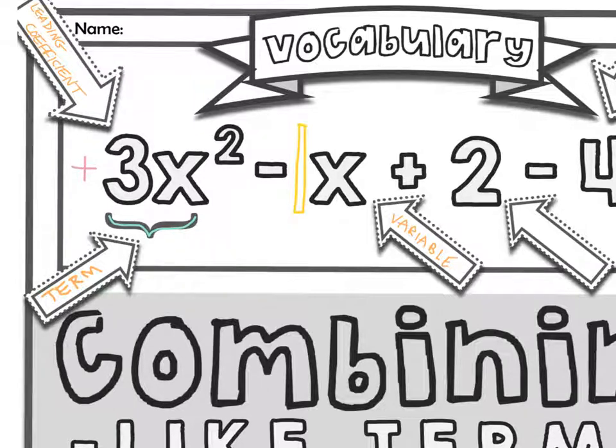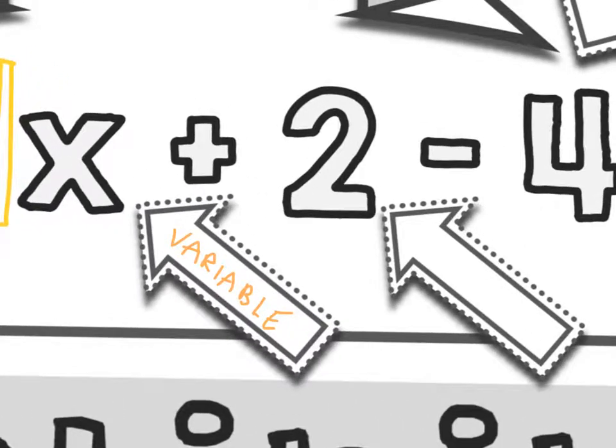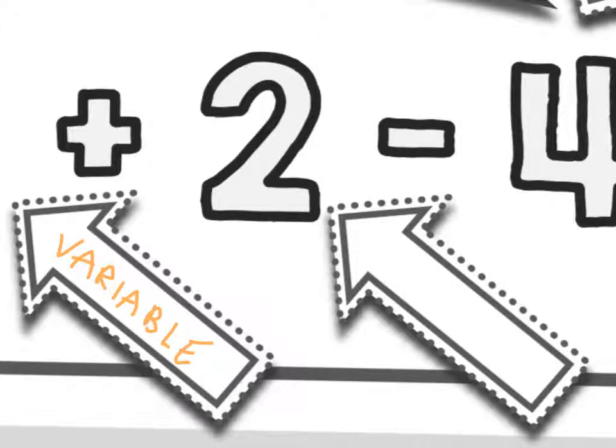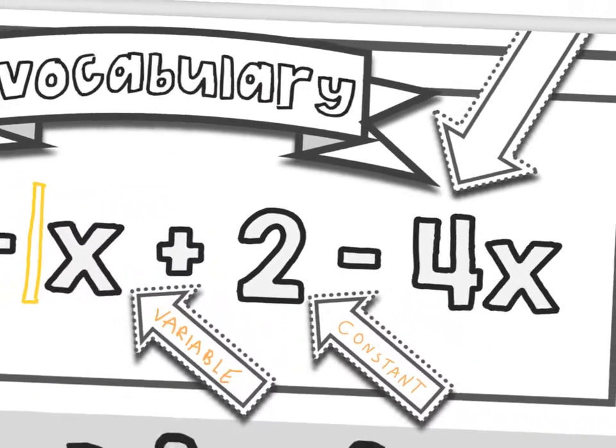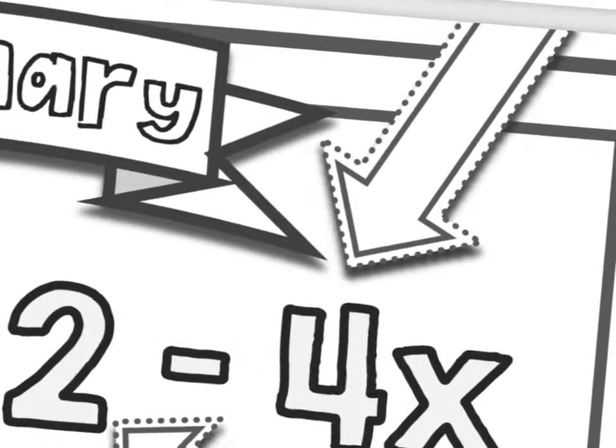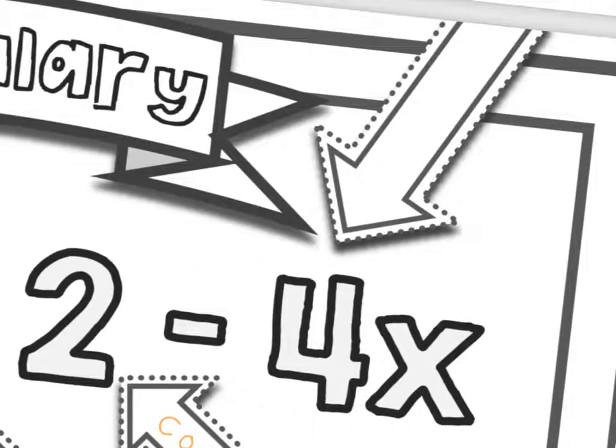Moving to our next arrow, or our next vocabulary term, we have just a number, the number 2. When we have a number 2 just all by itself, a plain number, we call that a constant. So we're going to fill in our next arrow with the word constant. And then our last arrow is pointing to the number 4 that's in front of the X. And we've discussed this vocabulary word before. That 4 is referred to as the coefficient. So we're going to fill in our last arrow with the word coefficient.